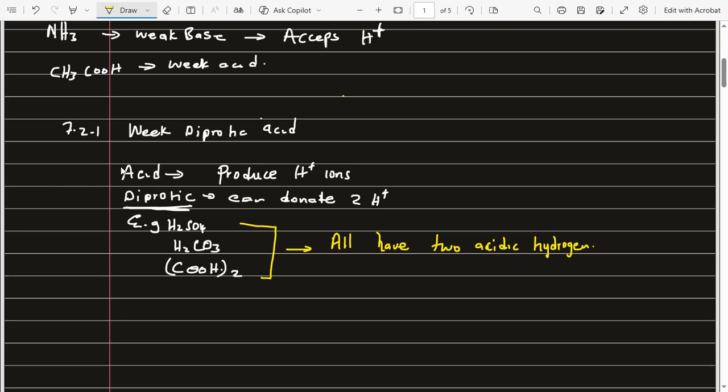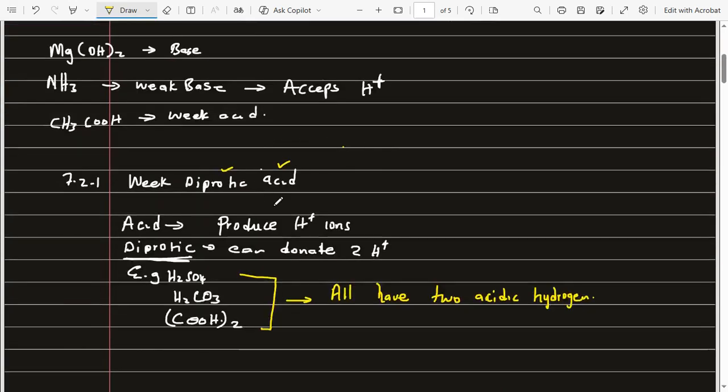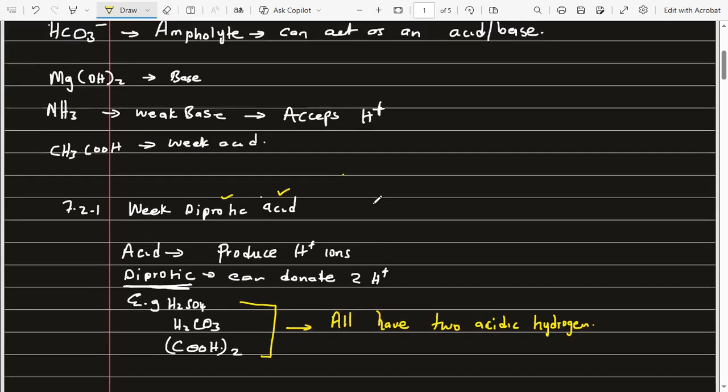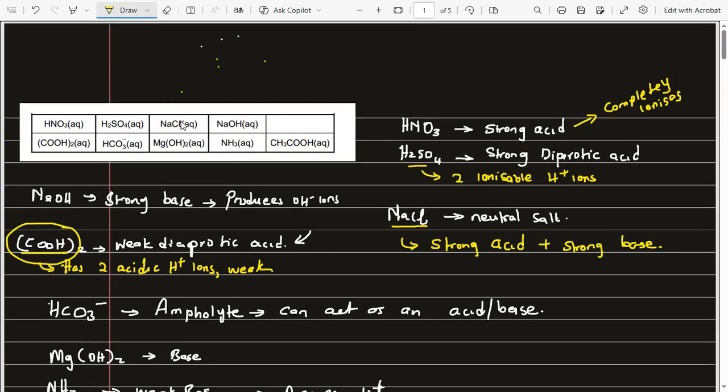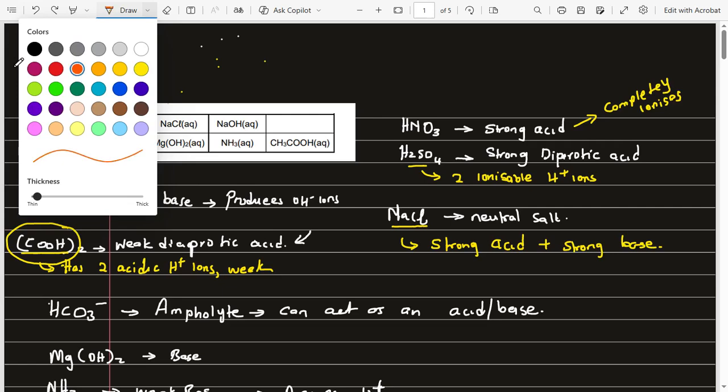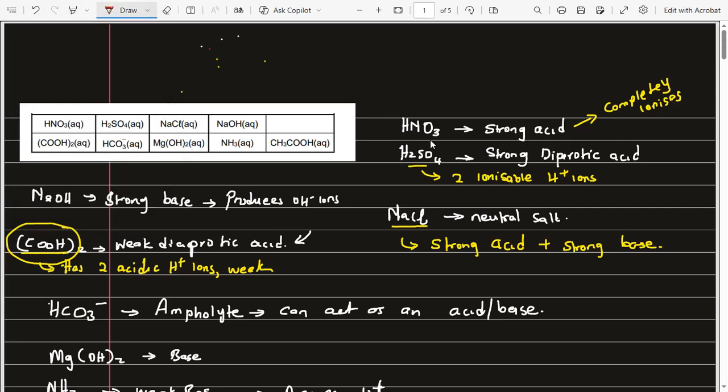Now you understand what a diprotic is and what an acid is. You're going to go to your table and indicate all the acids, and all the acids that are diprotic. Let me do this with a different marker. HNO3 is a strong acid, but it is not diprotic. H2SO4 is a strong diprotic acid, so it's part of 7.2.1. The sodium chloride is not an acid, that's a salt. NaOH is a base. Then this one is also a diprotic acid.